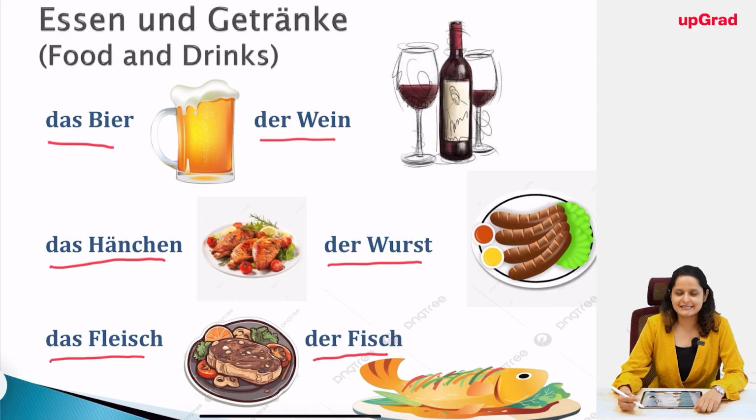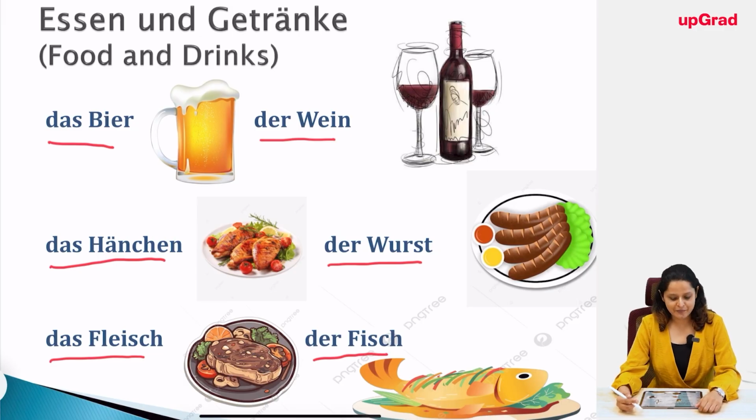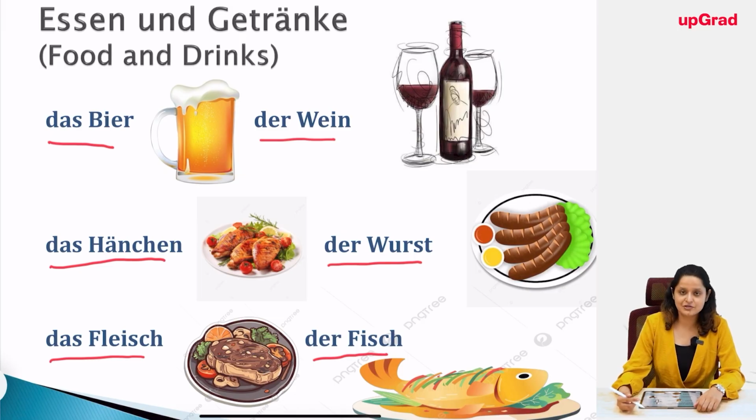So beer is beer, wine means wine. So the words here are pretty simple, pretty similar. Das Hähnchen is chicken. Die Wurst is a sausage. Das Fleisch is meat. Und der Fisch is fish. So whenever you are at a restaurant, make sure you know the meats that you are ordering.